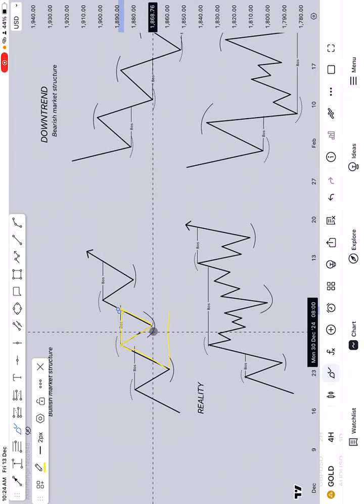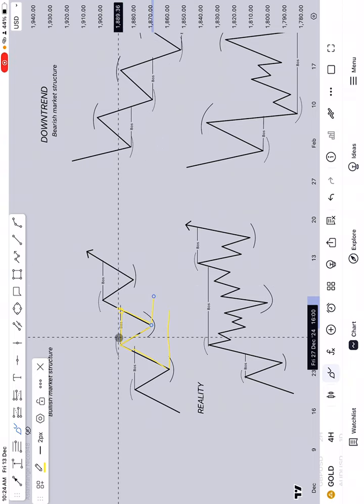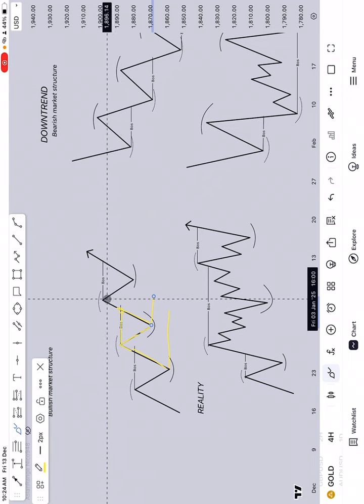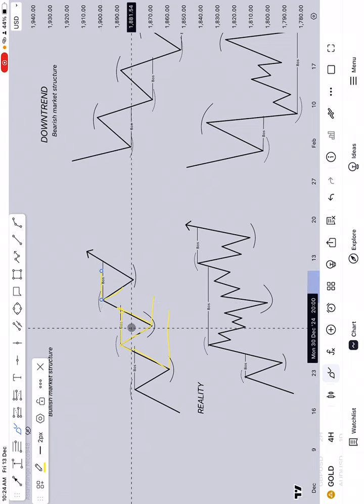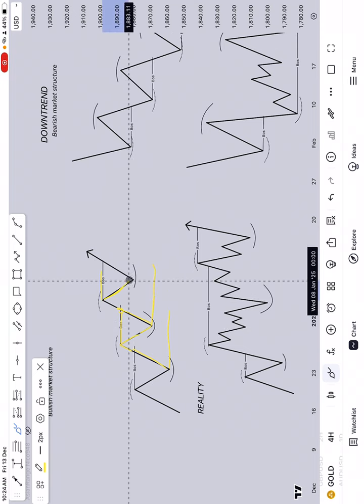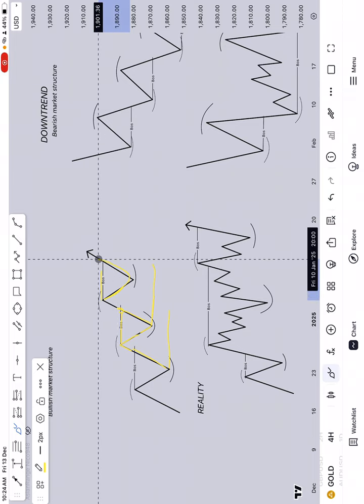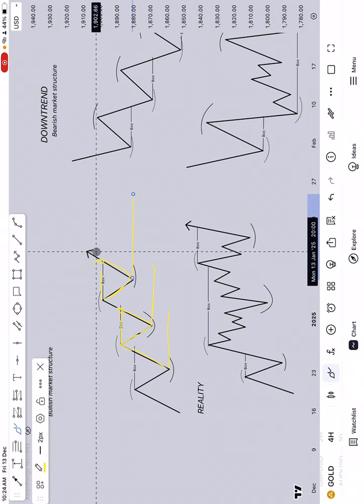What do we know? We know this is what? This is our protected low, right? And why is it protected? Because it was able to do what? To break structure. So we don't expect price to trade below. And as soon as price starts retracing, we know this is now a new swing trading range. And as soon as price comes again, breaks up here, we know this is our protected low.